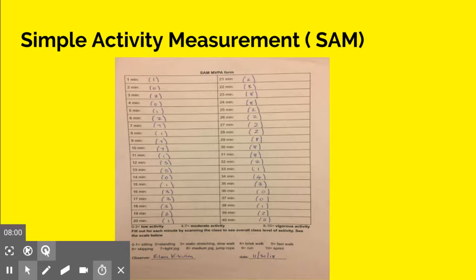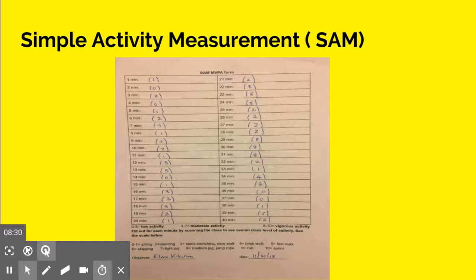And basically what the SAM form does is it measures levels of physical activity by scanning the class every minute, and then you record the overall class's level of activity. So low activity 0 to 3, moderate activity 4 to 7, and then vigorous 8 to 10. An example of low activity would be sitting or standing, which is a 1 and a 2. And then a 3 is like slow walking or static stretching.